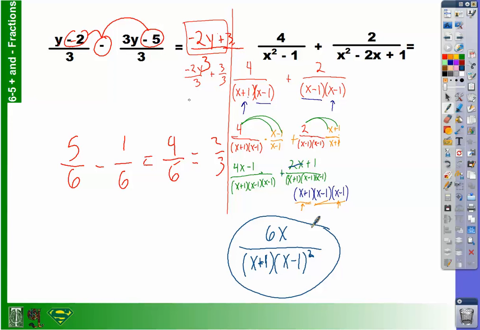So those are 2 examples of how to add and subtract fractions when you have polynomial expressions in the fraction.